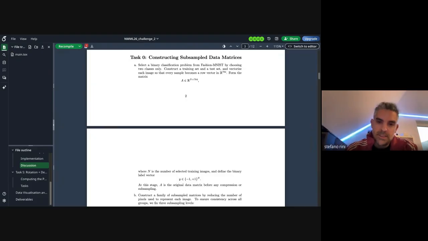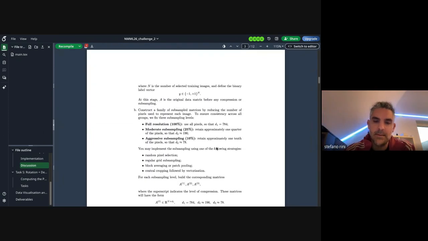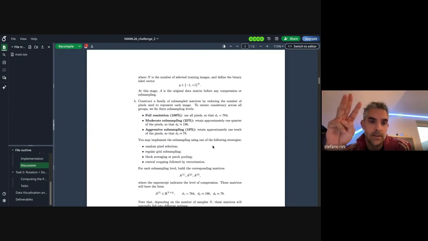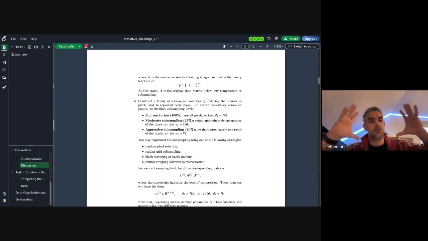So the idea is that with this matrix A, which is n times 784, the full image, we're going to subsample the image with 3 different levels, so that the matrix is going to go from small and fat all the way to square, all the way to skinny, so that you can see the behavior of different matrices that go from the underdetermined to the overdetermined system.